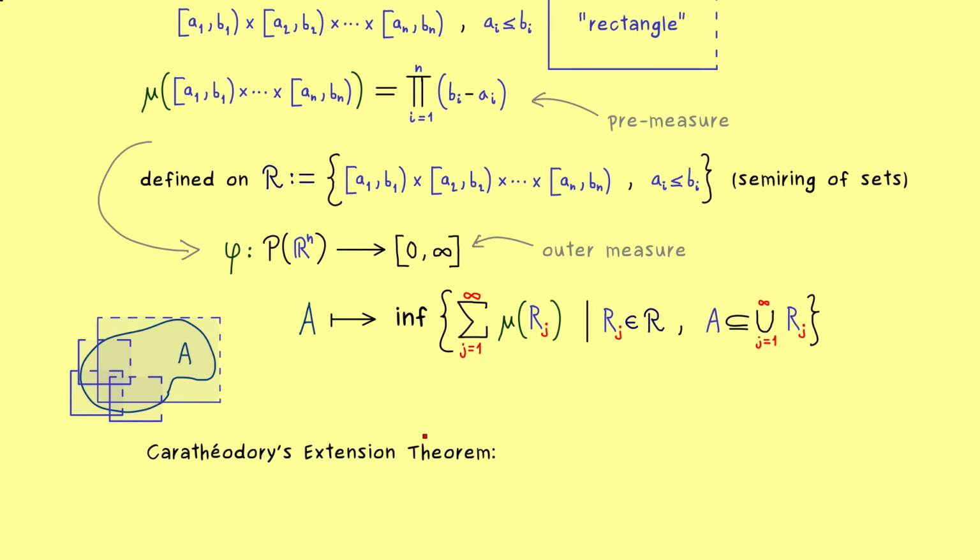And now in the next step you just define the Lebesgue measurable sets as a subset of P(R^n). And if we just call them L(R^n), then we have our n-dimensional Lebesgue measure lambda^n. And this whole procedure of starting with just a pre-measure, going over an outer measure to our actual measure we want, is known as Carathéodory's extension theorem.